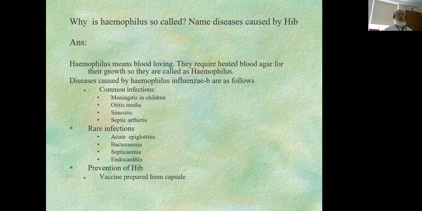Why is Haemophilus so called? And name the diseases caused by Haemophilus influenzae B. Haemophilus means blood loving. They require heated blood agar for their growth, so they are called Haemophilus. The diseases caused by Haemophilus influenzae B can be divided into common and rare infections. Common infections, most of them upper respiratory infection, include meningitis, otitis media, sinusitis, septic arthritis. And rare infections include acute epiglottitis, bacteremia, septicemia, endocarditis.